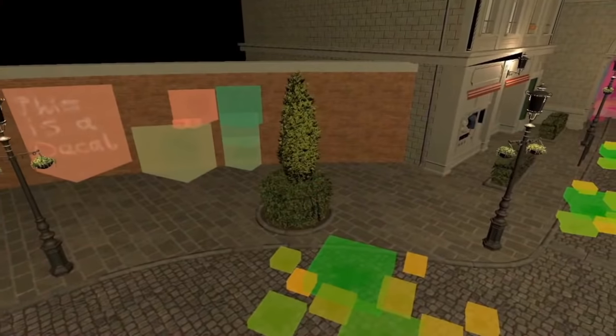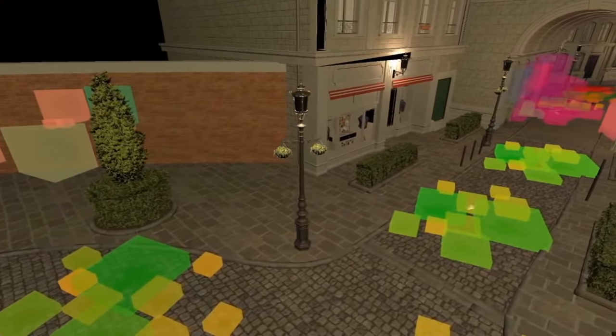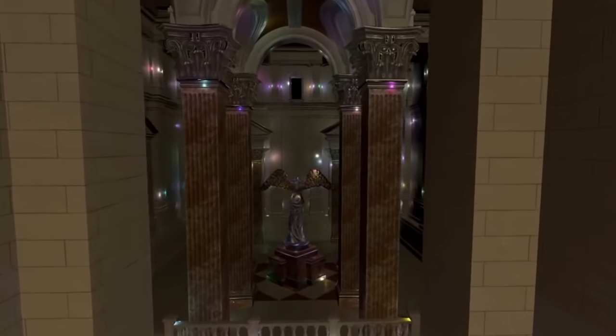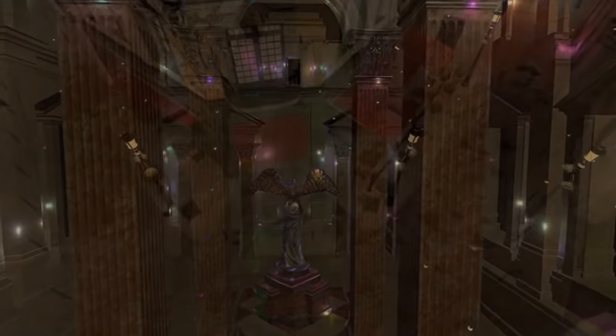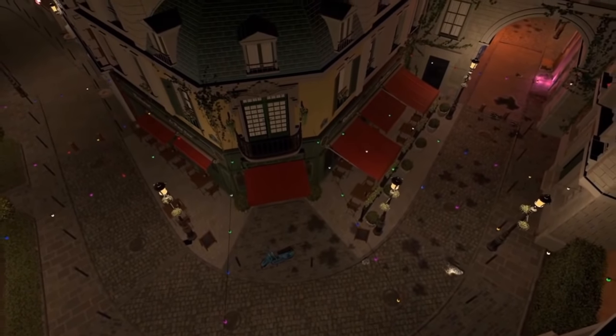Our method uses ray-tracing acceleration structures to enumerate decals for each shading point. By using a zero-length ray from the shading position, we intersect axis-aligned bounding boxes of all overlapping decals. We also use this technique to enumerate local light sources. Overall, our method presents a viable alternative in cases where deferred decals are not applicable.